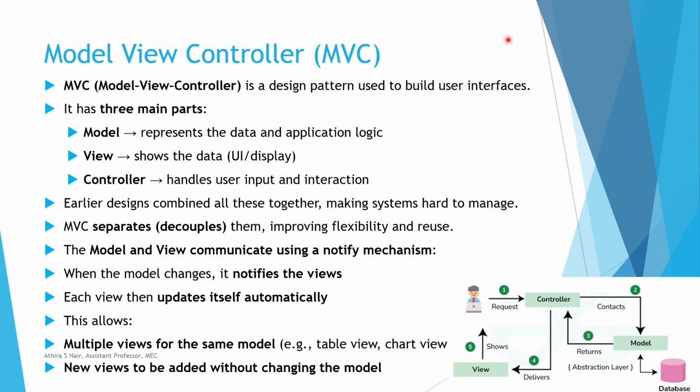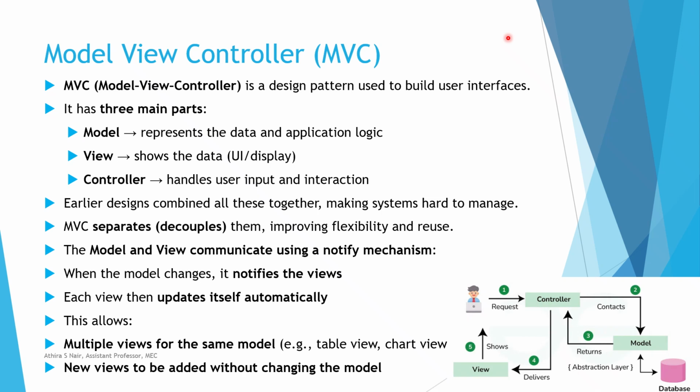So, model view controller. The model view controller triad of classes is used to build user interfaces. MVC consists of three kinds of objects. The model is the application object, the view is its screen presentation, and the controller defines the way the user interface reacts to user input. Before MVC, user interface designs tended to lump these objects together, but MVC decouples them to increase flexibility and reuse. MVC decouples views and models by establishing a subscribe notify protocol between them.